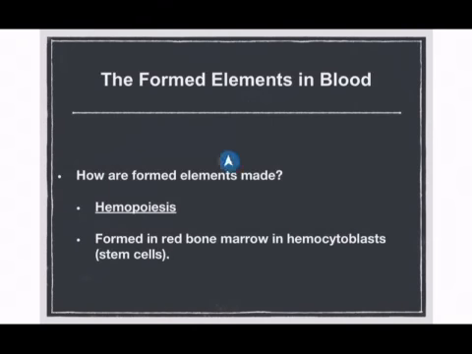Okay, so how are all these formed elements made? It's a process of hemopoiesis, which takes place in the red bone marrow.